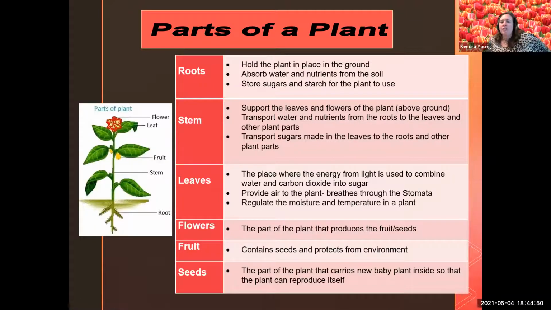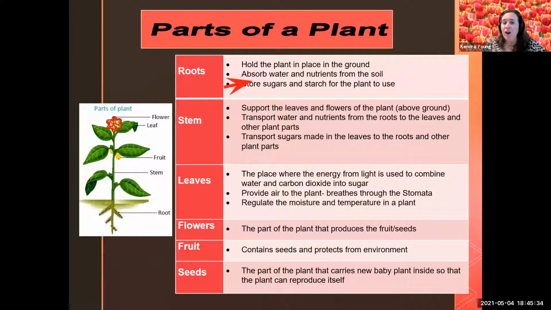So we're going to talk about the parts of the plant. So when we have something that's growing, we have different parts of our plant. There's a lot of important things for our plant, but the first thing is our roots. And our roots are what actually holds the plant in place. It holds it in the ground. The roots are very important. They have to have a good root system to be able to absorb the water and the nutrients. So that's like its fertilizer and all of its food that it needs. And it stores the sugar and starches that the plant has to have to be able to grow.